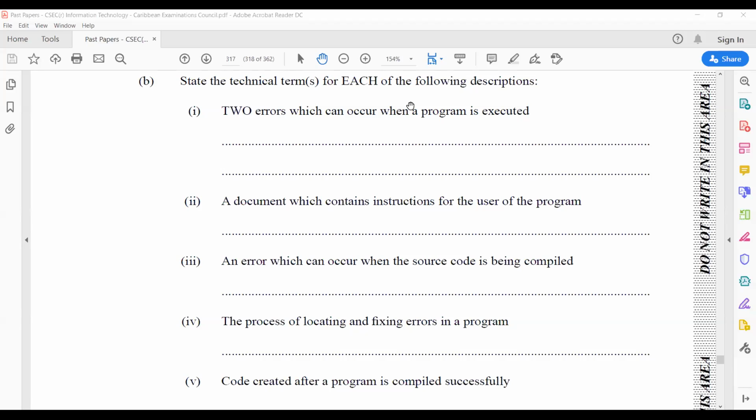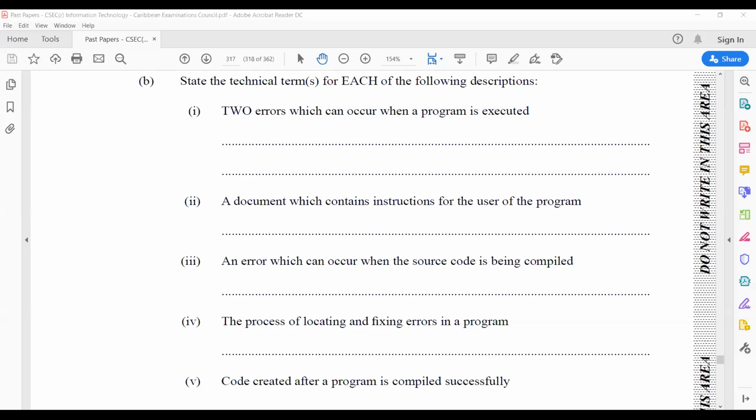Now, what is the term used to describe the process of locating and fixing errors in a program? This is going through your program, making changes, correcting mistakes, adding logic to fix mistakes, etc. Yes, debugging. Raphael put that in the chat. So debugging is the process of locating and fixing errors in your program.